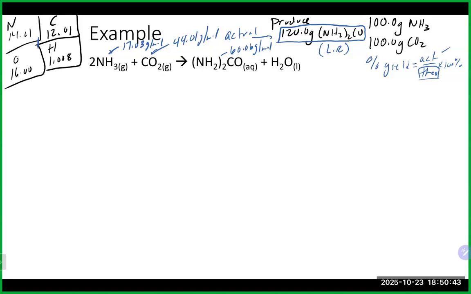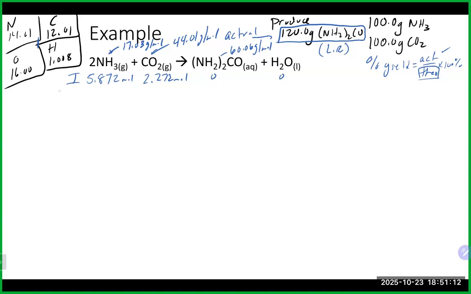All right, so balanced. I'm going to go initial here. We're going to convert our grams into moles. So for NH3, we'll call it 5.872 moles. For our CO2, 100 divided by 44.01 gets us 2.272 moles, and 0 and 0.